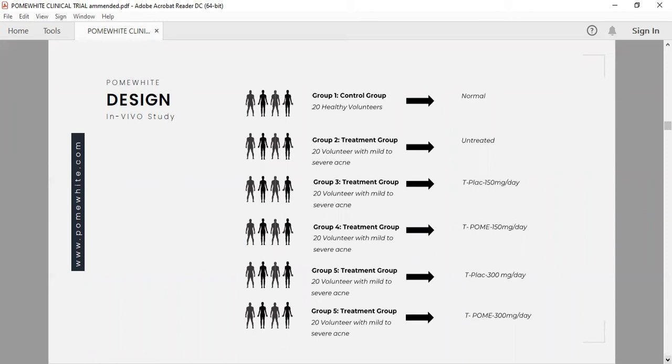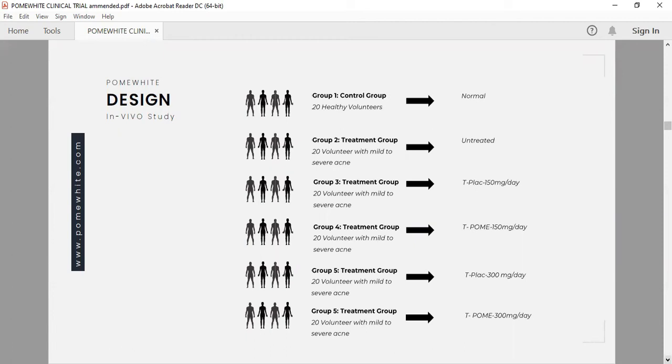It is 150 mg per day. This means the rice powder capsule, 150 mg per day. Basically, the capsule formulations are 150 mg each capsule, whether it is rice powder or Pomewhite. Both are 150 mg, but we designed it as one capsule per day or two capsules per day for every volunteer. So group 3 basically is the T placebo group with 150 mg per day of the rice powder.